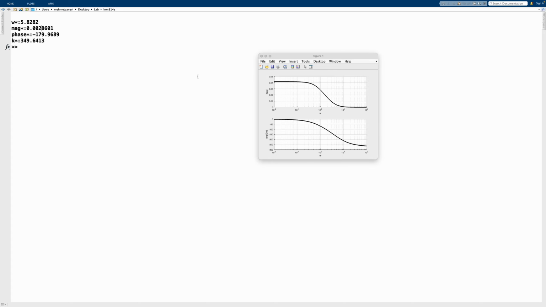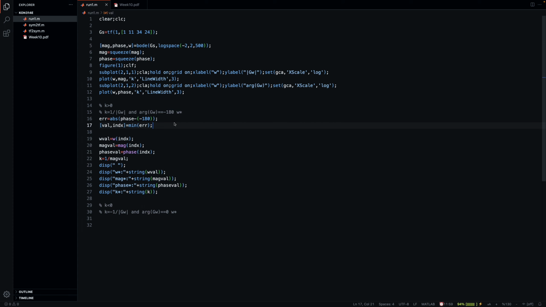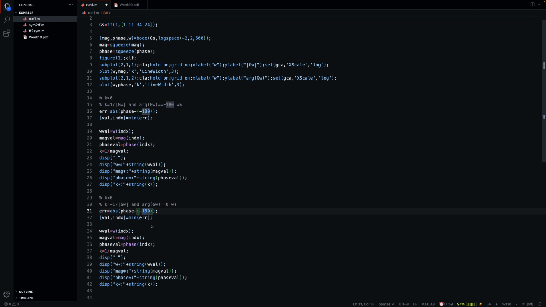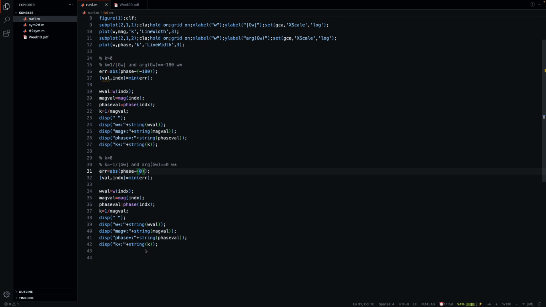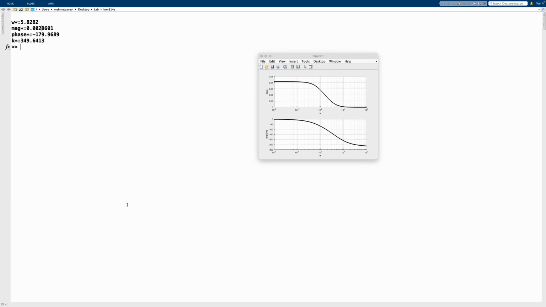We can also repeat this for the negative one. Instead of searching for minus 180 degrees, we're searching for 0. The only thing that will change is the sign of K. And that's basically it. Let's run it again. As you can see, we hit the target at 0.01 frequency, and then the magnitude is this here. The phase angle is not quite 0, but almost 0. And therefore we get -24. Now the stability interval of this system is therefore between -24 and 349.